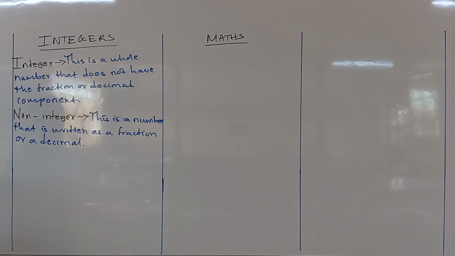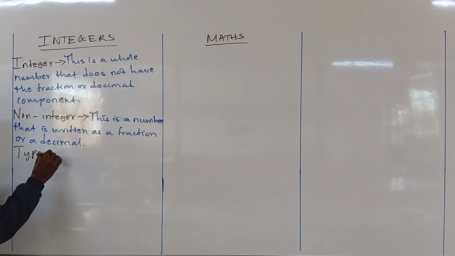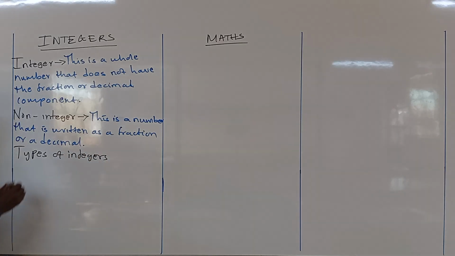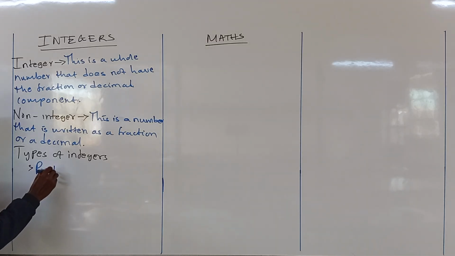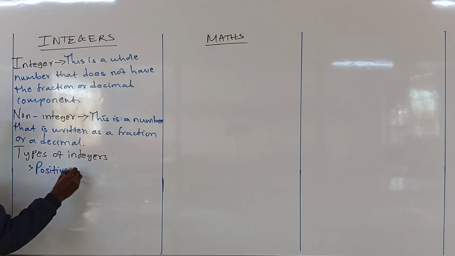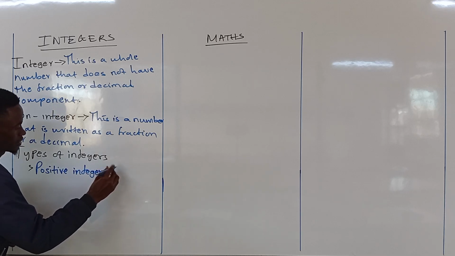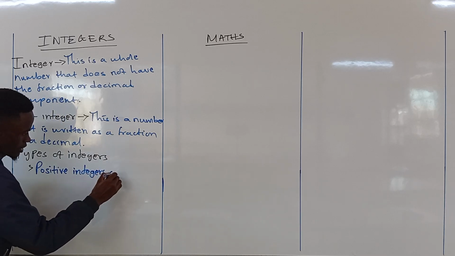So from there, we need to understand these integers. We can have a number of integers, so we can have the types of integers. The types of integers is the second part. The first type of integer we have is positive integers. And our examples are as follows.